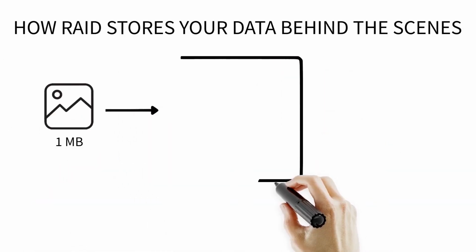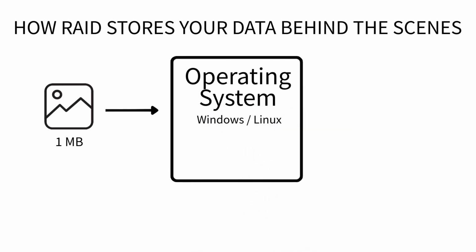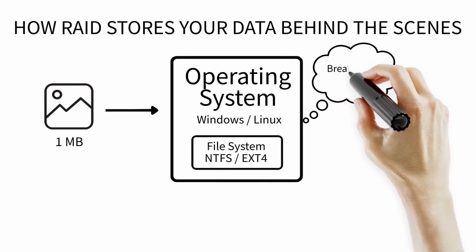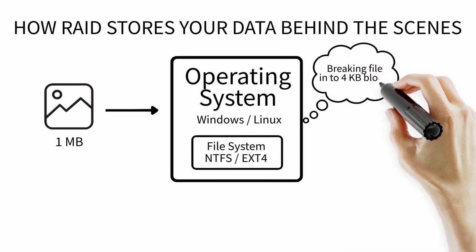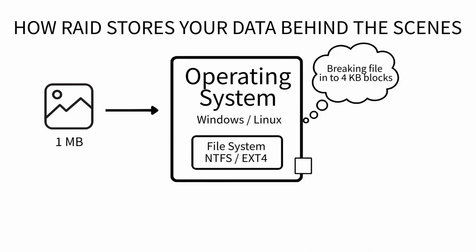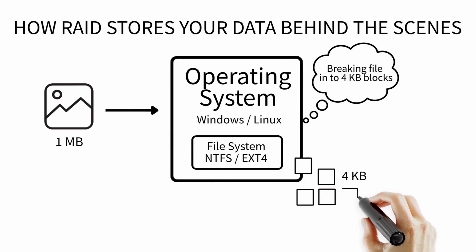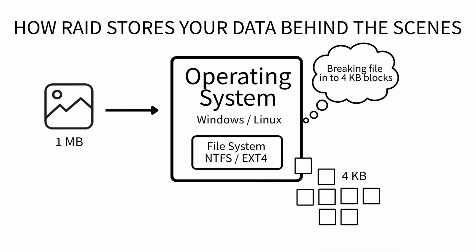The operating system, through its file system, like NTFS or ext4, takes our 1 megabyte image and divides it into smaller units called file system blocks. Here, each block is 4 kilobytes. That means our 1 megabyte image becomes 256 small pieces, ready to be handled by the RAID controller.